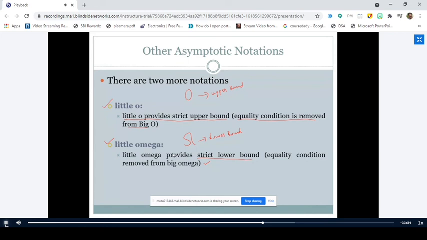Right. So by this we have completed the complete syllabus. 100% syllabus has been completed.